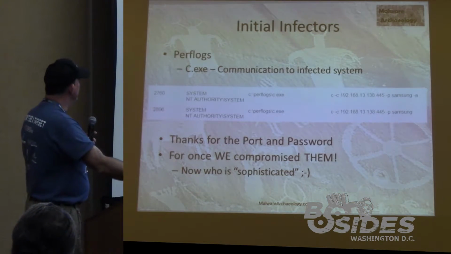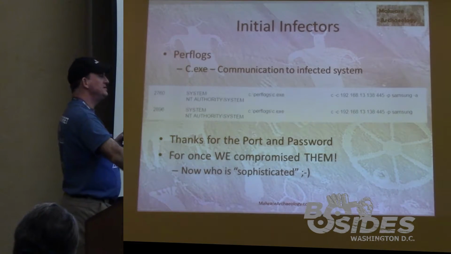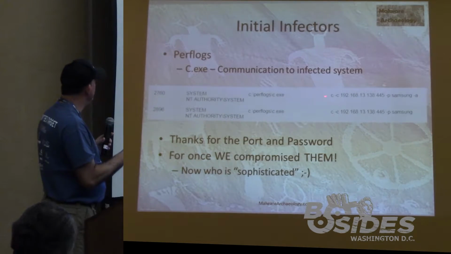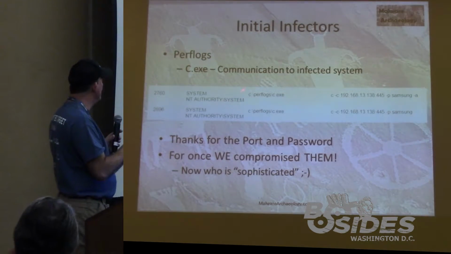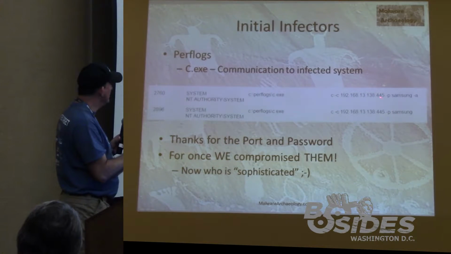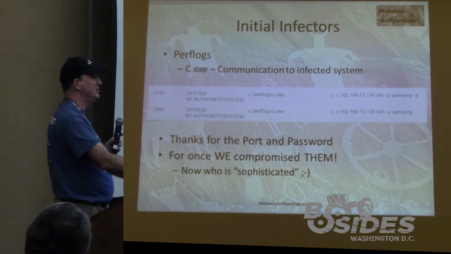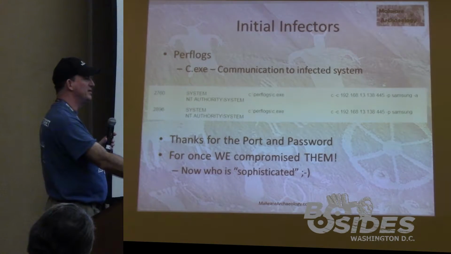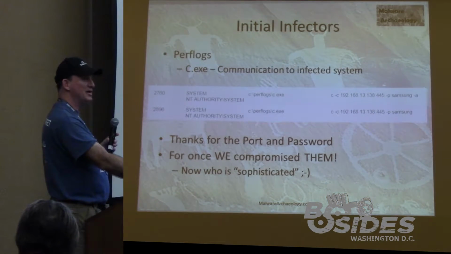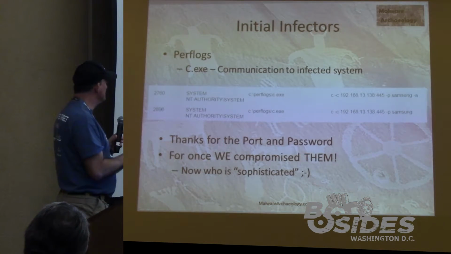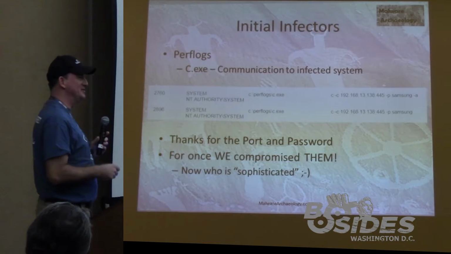So perflog c.exe, yay! For once, we got their creds. If you look at this slide here, perflog c.exe is being caught executing, and here's the command line, obviously port 445, and we caught their password. So now we had the ability to actually go to their command and control server within our environment and see what it did. So hey, winning. Thanks for the port and password for once we compromised them. So now who's sophisticated?